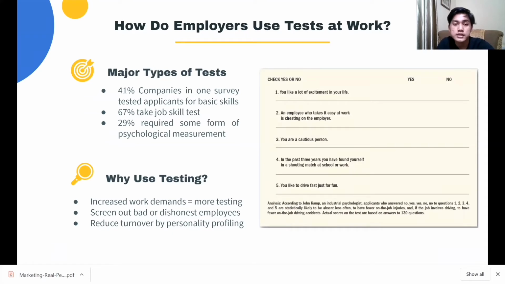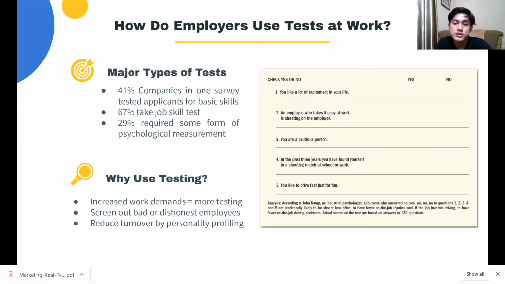Okay, so next part is how do employers use tests at work. Based on research, 41% of companies in one survey tested applicants for basic skills, defined as the ability to read instructions, write reports, and do arithmetic. And also 67% take job skill tests, 29% require some form of psychological measurement.